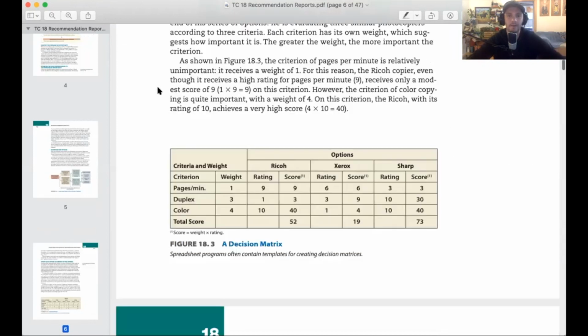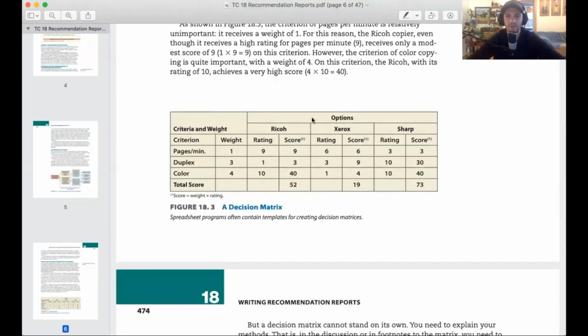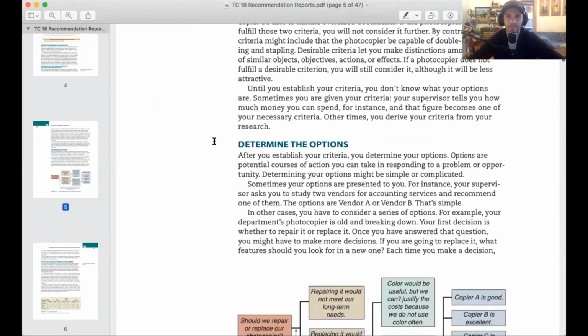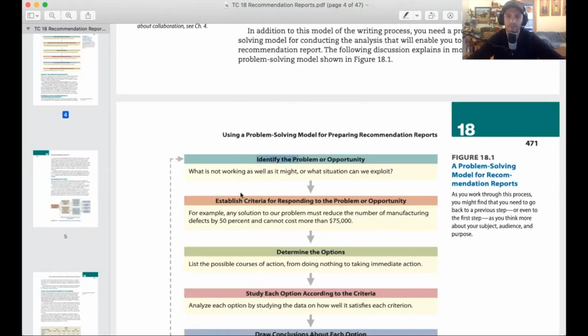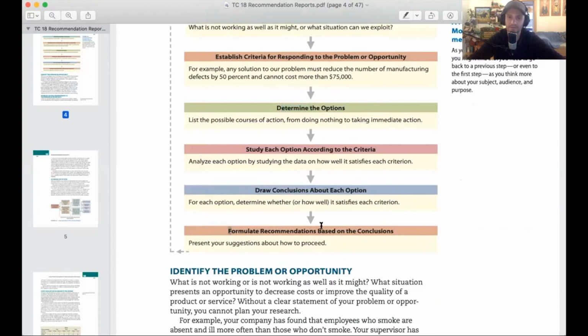But one thing you can do is create what's called a decision matrix. This is where you weigh the criteria and the options. Because remember, we have problem, we have criteria, we have options, and then final solution.